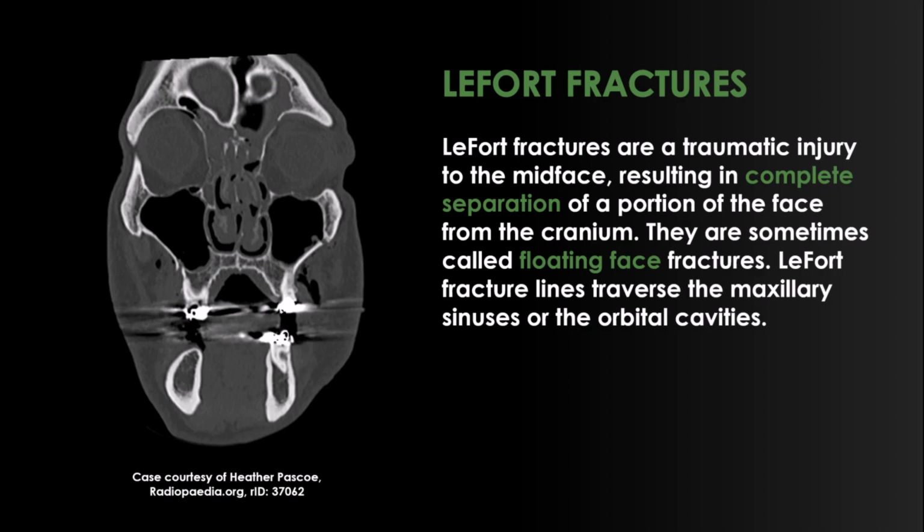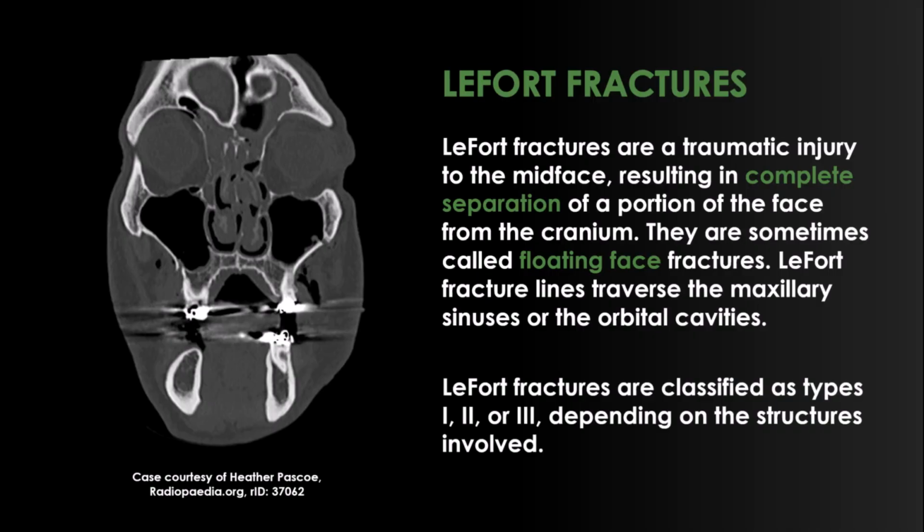LeFort fracture lines traverse the maxillary sinuses or the orbital cavities. These fractures have varying degrees of severity. LeFort fractures are classified as types 1, 2, or 3, depending on the structures involved. In all types, there is a continuous fracture line through the midface that separates the bones of the face from the base of the cranium.